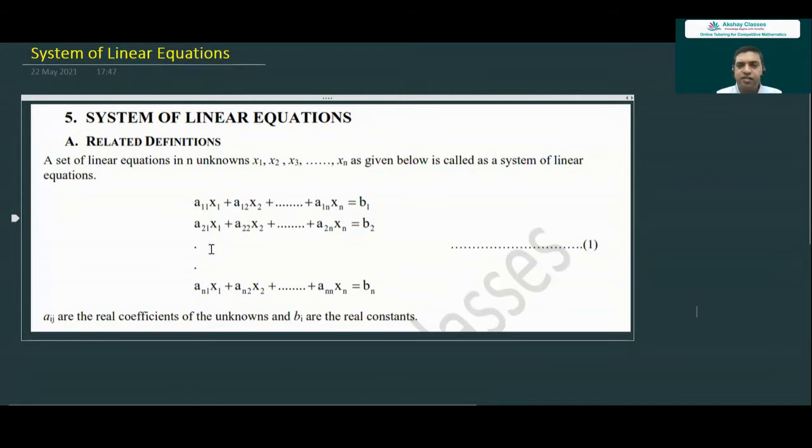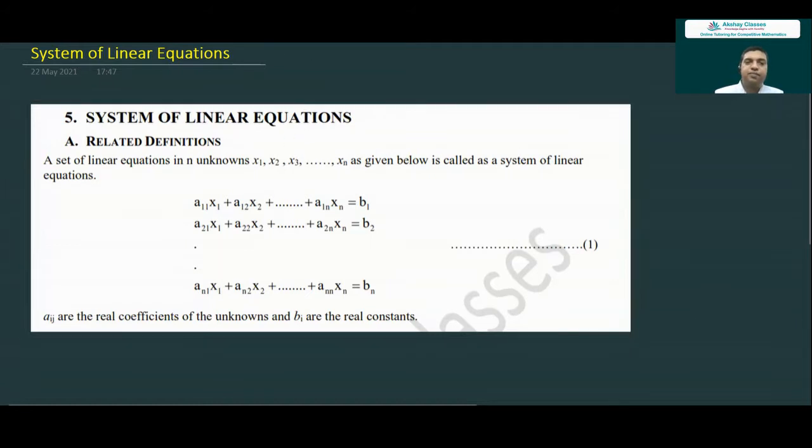If the highest degree of the unknown variable is 2, it is quadratic. If the highest degree of the unknown variable is 3, it is cubic, and so on. So for linear equations, the highest degree of unknown variables is 1. So there are n unknowns.